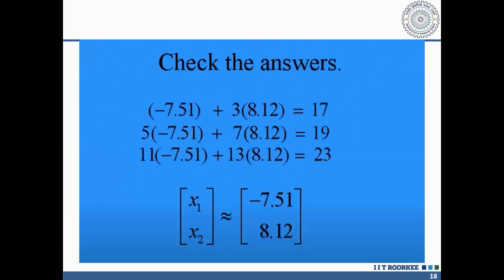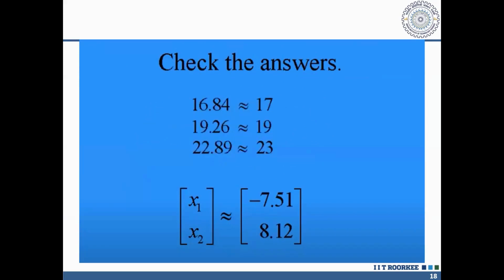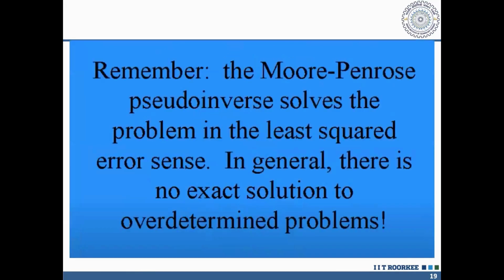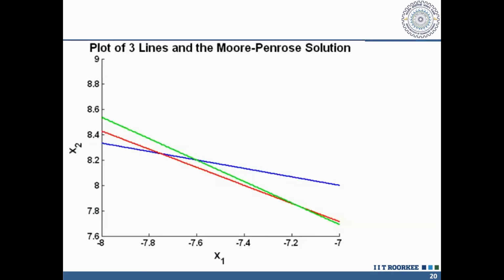Now, this isn't exactly the solution that we need, right? So it's very close to it. Why does this happen? I've already told you that there is no exact solution to overdetermined problems, right? What you're essentially getting is a very close approximation for it.